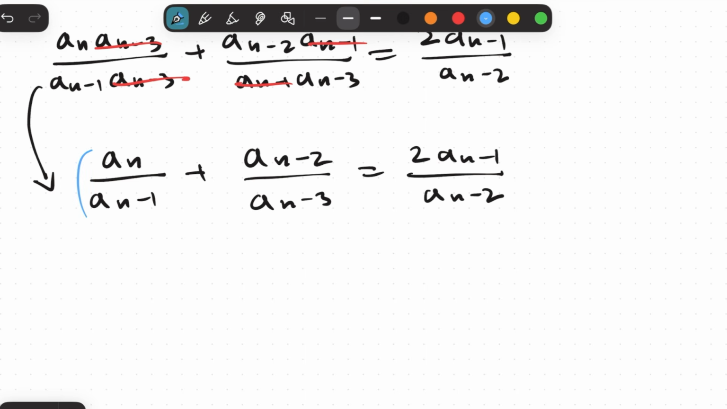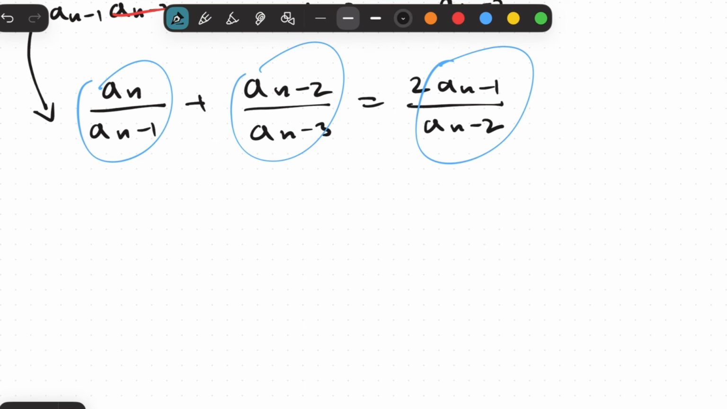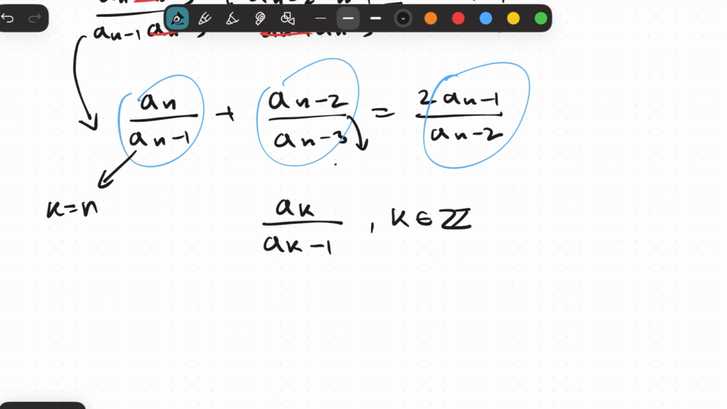Alright, so notice that each of these three terms, for the right-hand side, ignore the 2 for a second. If you pay attention to each of these three terms, you notice that they have a common form. They can all be written as a_k over a_k minus 1 for some positive integer k, right? Of course, it doesn't have to be a positive integer because there is a_0, but you get the point, right? Now, to illustrate this, this over here is k equal to n. This over here is k equal to n minus 2, and this over here is k equal to n minus 1.